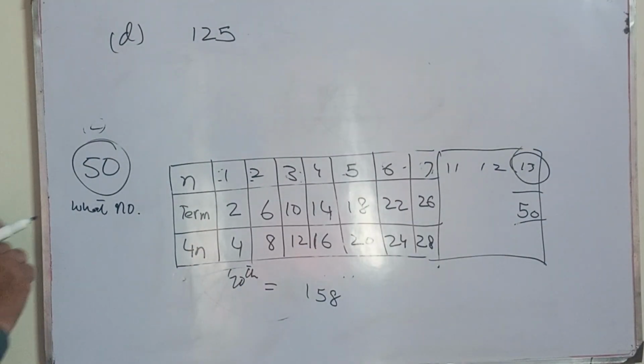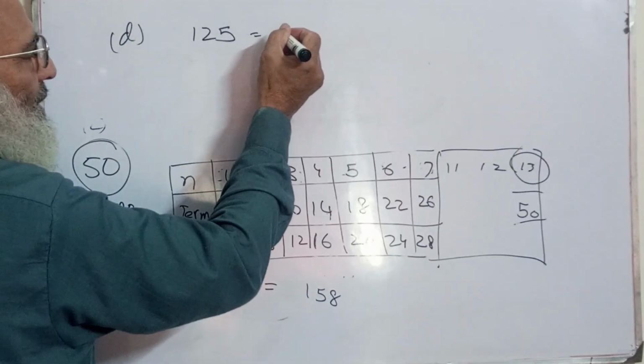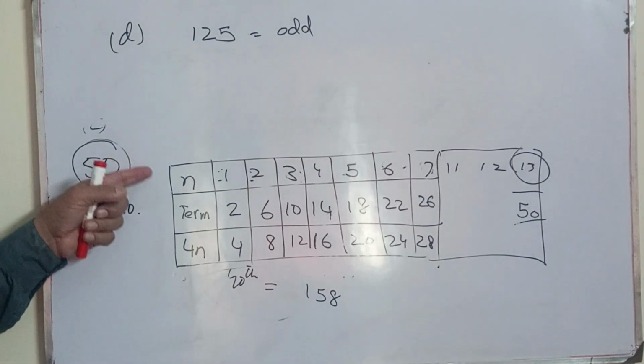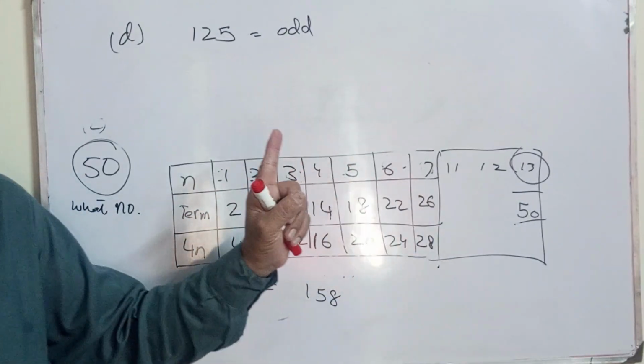Now this is the logical answer for this. Because it is an odd number, it cannot exist in this sequence.